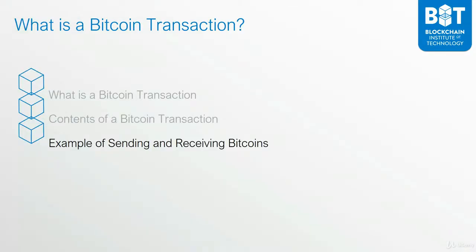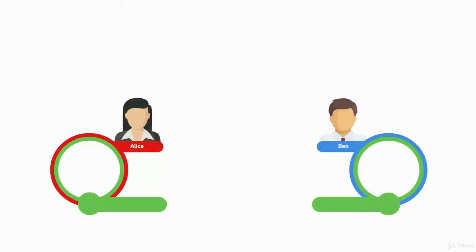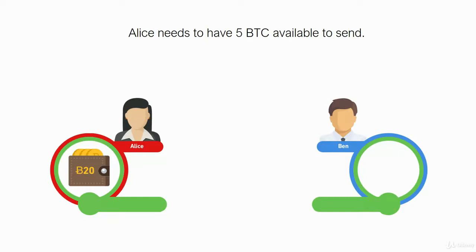Now that we have covered these elements, let's take a look at an example of sending and receiving Bitcoins to illustrate exactly how the transfer of Bitcoins happens between parties. In this example, Alice wants to send 5 Bitcoins to Ben. In order for Alice to be able to send 5 Bitcoins to Ben, she needs to have 5 Bitcoins available. Alice, for this example, does have Bitcoins. She actually has a wallet, and that wallet has 20 Bitcoins available.